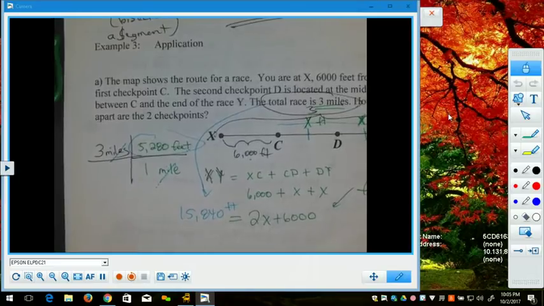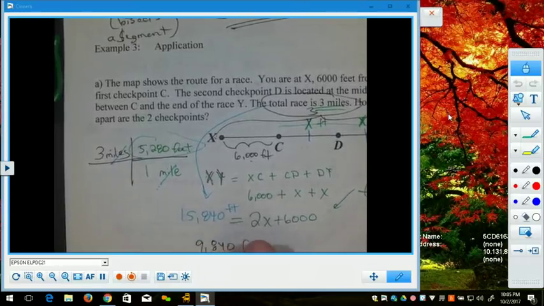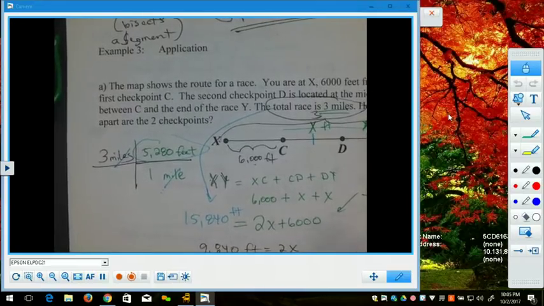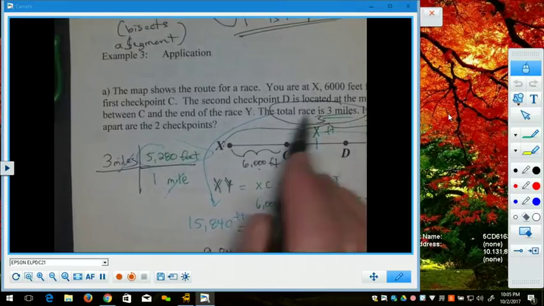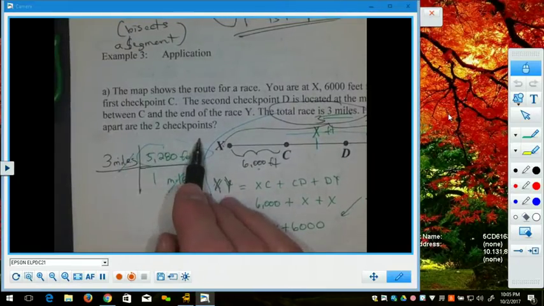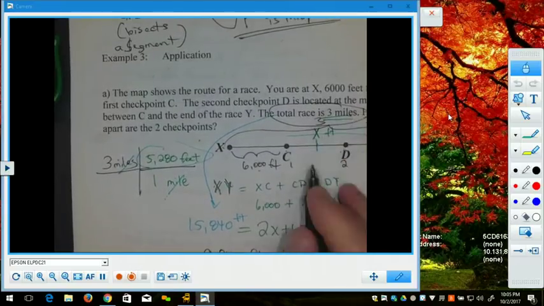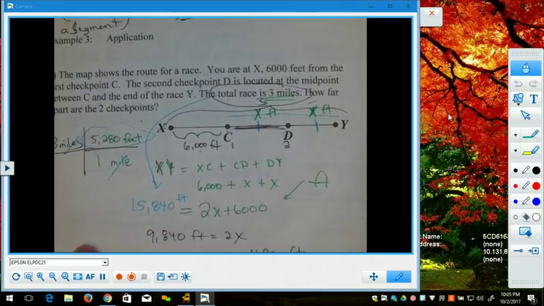I'm going to subtract 6,000 from both sides, giving me 9,840 feet equals 2x. I'm going to divide by 2. X is 4,920 feet. What did they ask? How far are the two checkpoints? C is a checkpoint, D is a checkpoint. That's the first, that's the second. So I only need C to D, which is X, and I already have that.